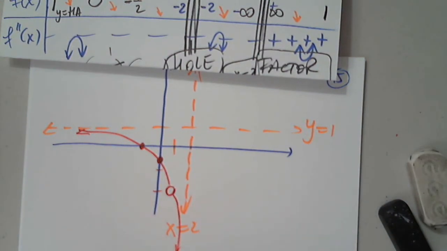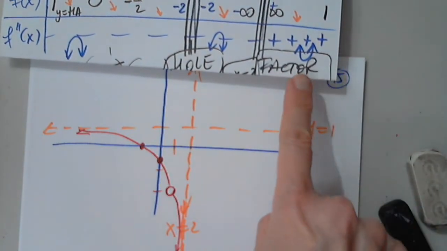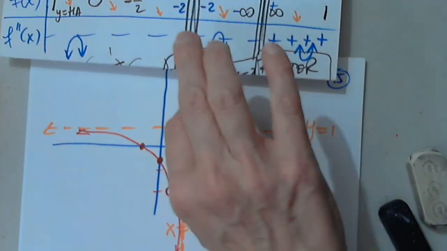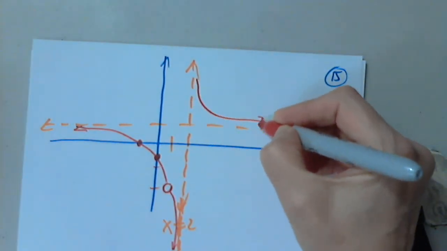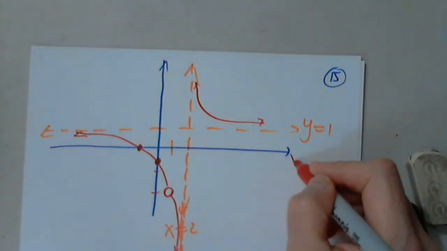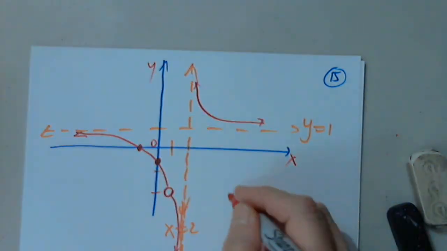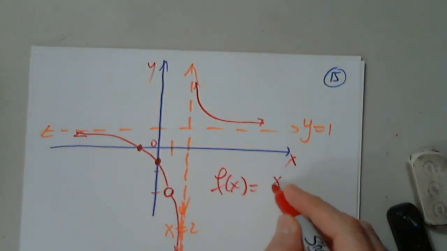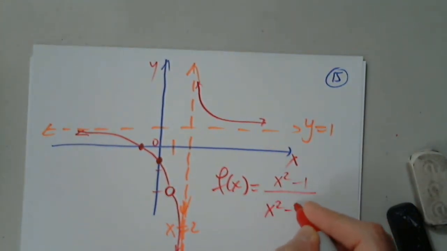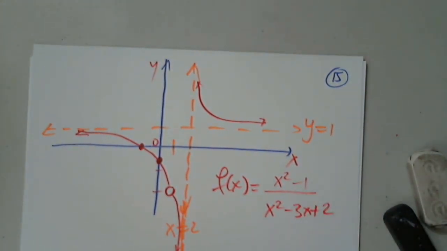Not touching the asymptotes. We may say eventually. Good. On the other side, from positive infinity down to 1, opening up, always decreasing. So this is the function, the original function, not simplified, x squared minus 1 over x squared minus 3x plus 2.